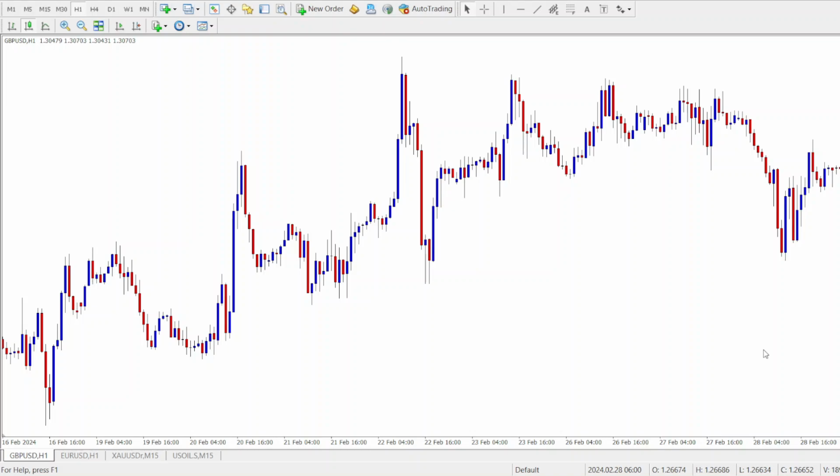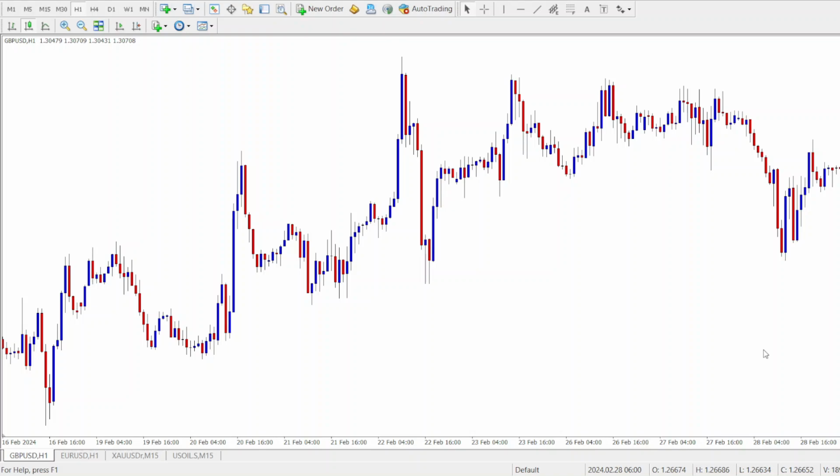Whether you are using price action to determine your entries and exits, you can use the RSI for additional confirmation. Or even if you are using other indicators to determine your exits and entries, you can use the RSI also for additional confirmation.